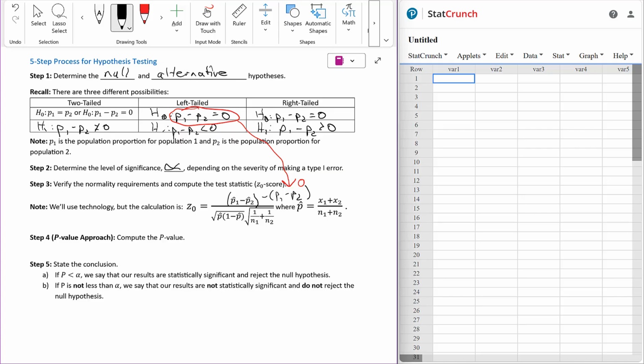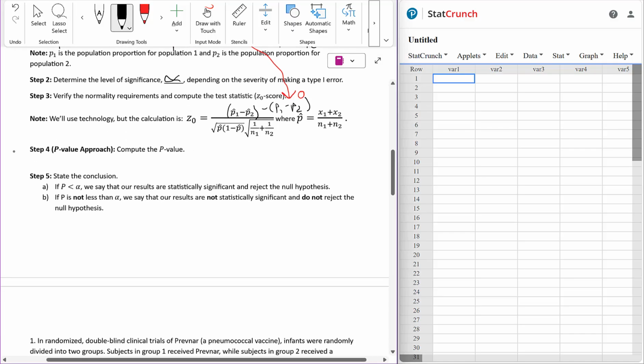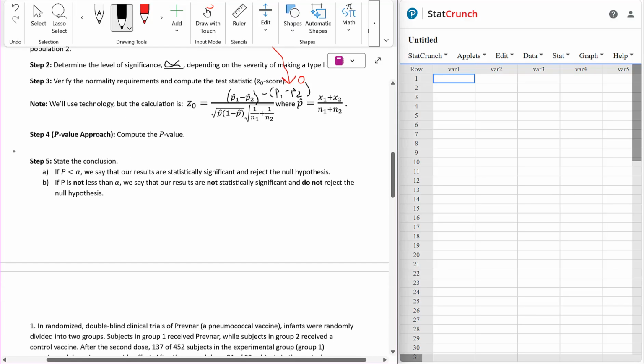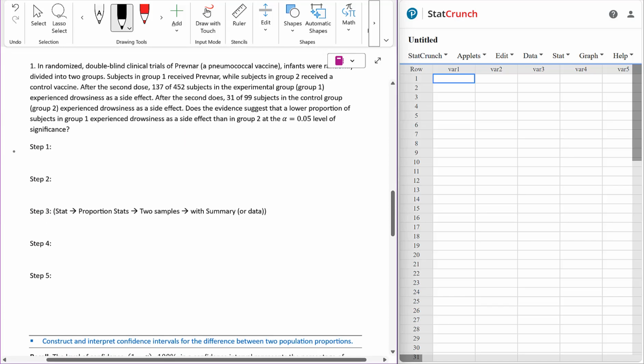Step 4, we're computing the p-value. We'll get it when we run our test in StatCrunch. If you were working by hand, for the most part, you'd compute that z-score and then toss it in your normal calculator like we did through chapters 7 and 8. And then step 5, we're going to state our conclusion. If p is less than alpha, we say our results are statistically significant and reject the null hypothesis, so all those positives go together. And our other option is all of our negatives going together. If p is not less than alpha, we say our results are not statistically significant and do not reject the null hypothesis. All right, so let's run through a couple.